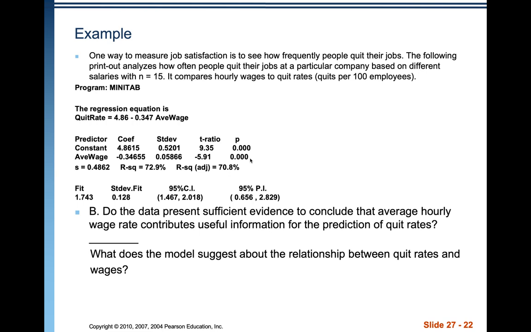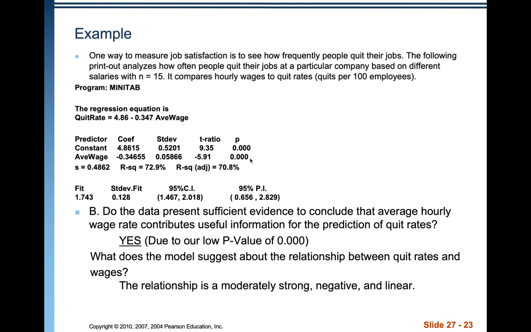Do the data present sufficient evidence to conclude that our average hourly wage rates contribute useful information for the prediction of quit rates? And then what does the model suggest about the relationship between quit rates and wages? Yes, due to our low p-value of 0.000, and the relationship is moderately strong, negative, and linear, and we get that from our correlation coefficient.